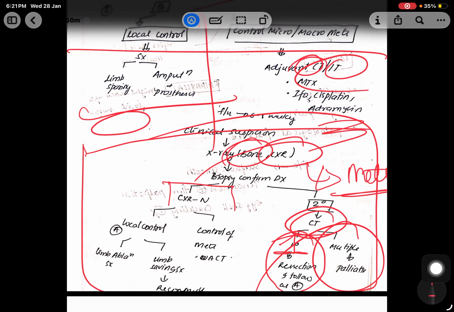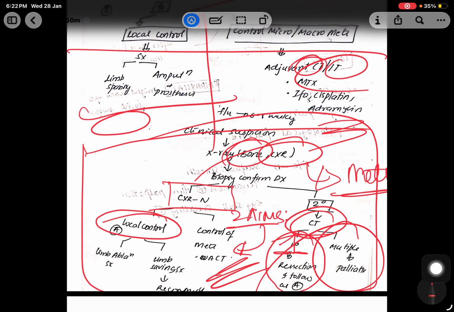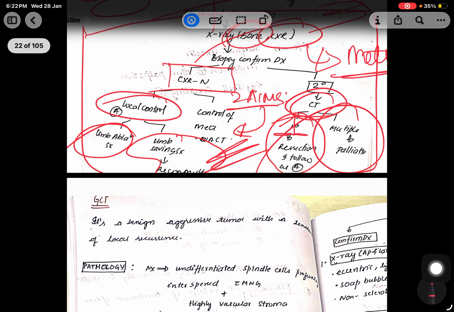Okay, if chest X-ray is normal, then there will be two aims. You have to control the local micro metastasis which might have occurred, by systemic chemotherapy. But for local control, we orthopedicians will come into action, where you have to do either limb ablation surgery or limb saving surgery based on the involvement of the bone.